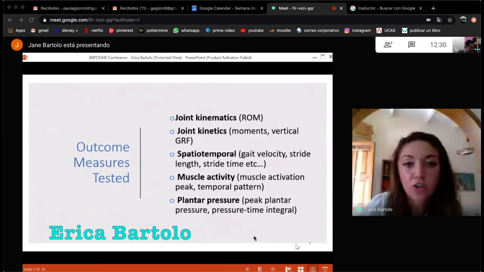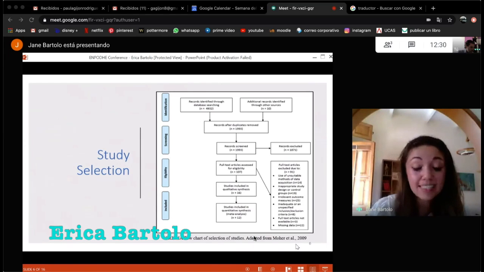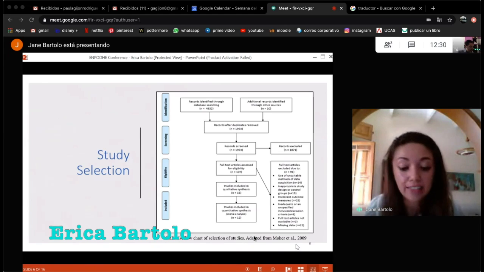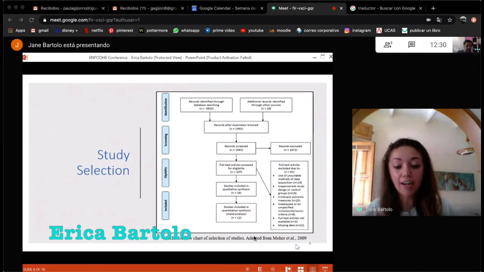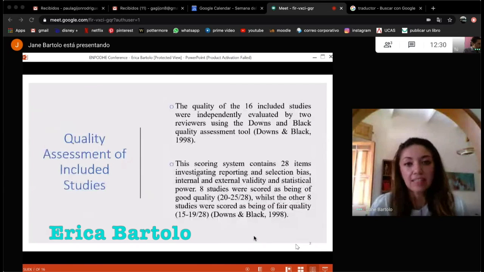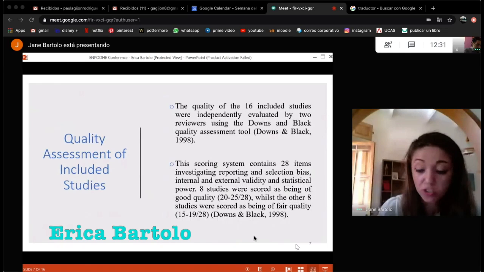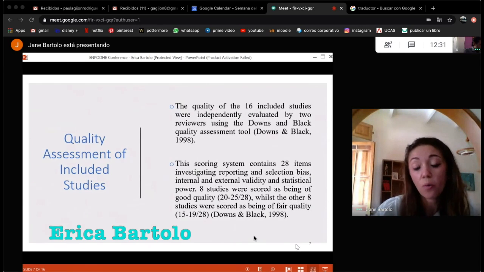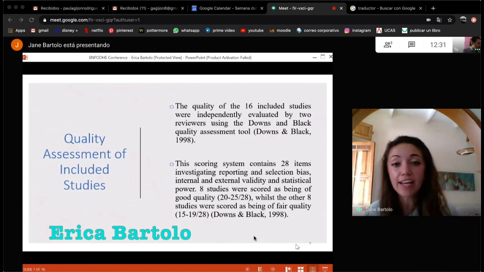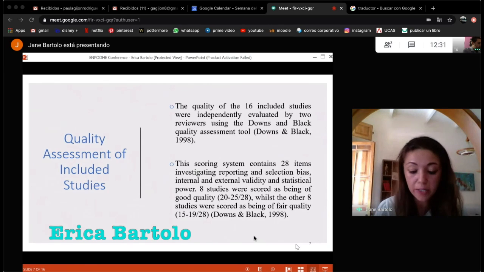So this review was conducted using PRISMA guidelines, and after filtering results according to the inclusion and exclusion criteria formulated, we ended up including 16 studies in this review, where 12 studies were included during meta-analysis. The Downs and Black tool was used to perform a quality assessment of the included studies, where half of the studies scored as being of good quality, whilst the rest scored as being of fair quality.